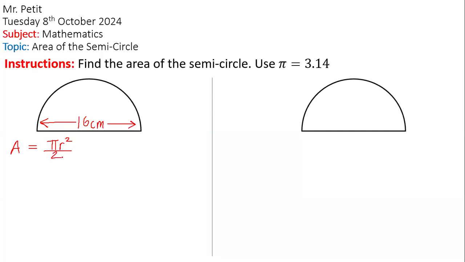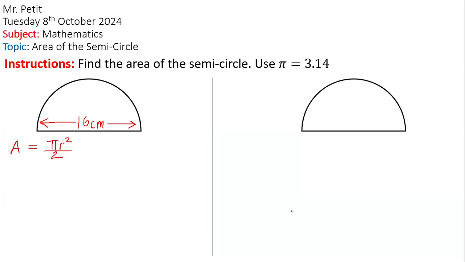Now, what is the radius in this case? What is the radius in this question? 8 or 16? You think 16? It's 8. The radius is 8 centimeters.